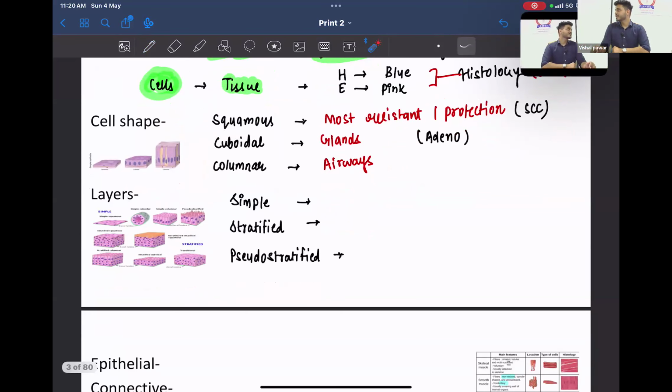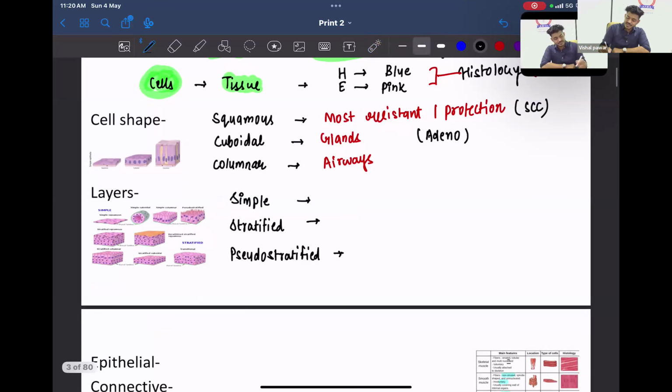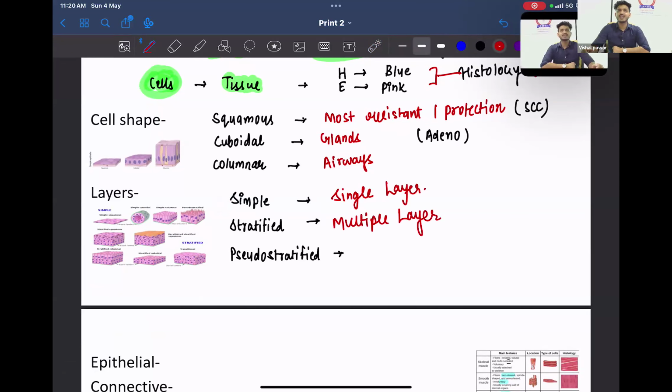How many layers do we have? On the basis of layers, we are dividing these cells into multiple classes. Like we are having simple cells. Simple cells have a single layer. When we have a single layer, this is known as simple. When we have multiple layers, this is known as stratified.